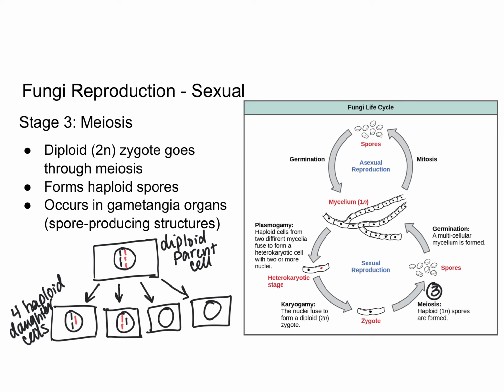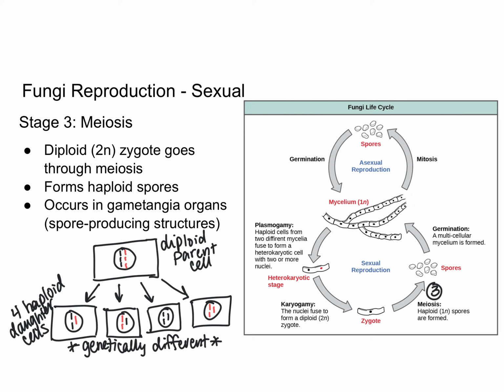And then maybe this one has 3 black chromosomes, and this one might have 3 red chromosomes. So these 4 haploid daughter cells are genetically different from each other. They are also genetically different from the parent cell. And so this is helping to increase that genetic diversity in the population of these fungi.